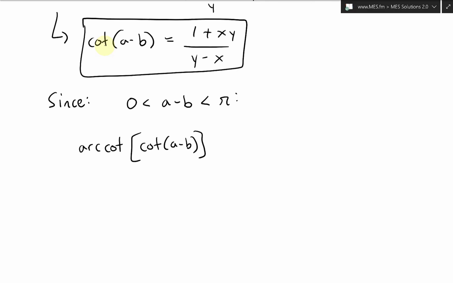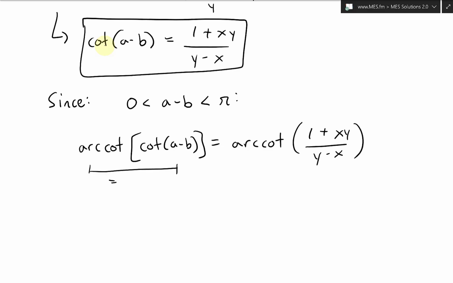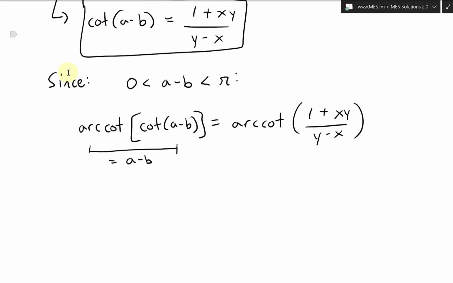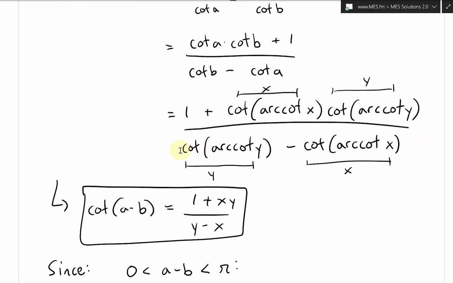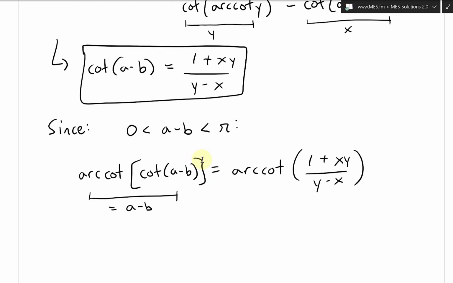So we're going to take arccotangent of both sides. You could also do it that way. Arccotangent of 1 plus xy, and then y minus x, like that. And now this just equals a minus b. And same thing if you have a cot or arccot, mix those around, it'd be the same thing. You look at the inside angle there.